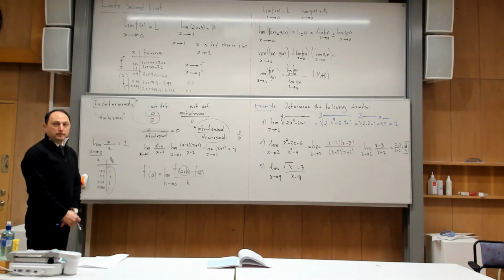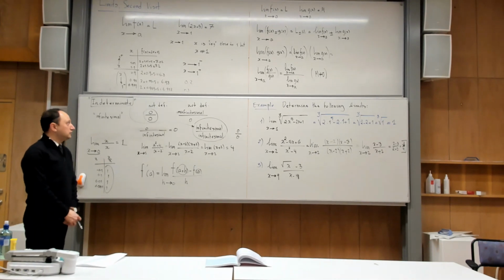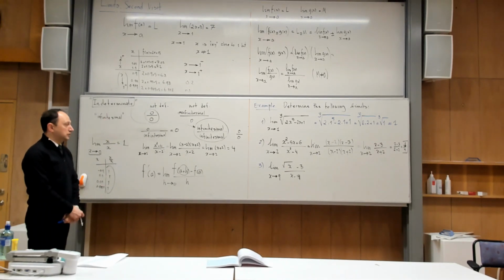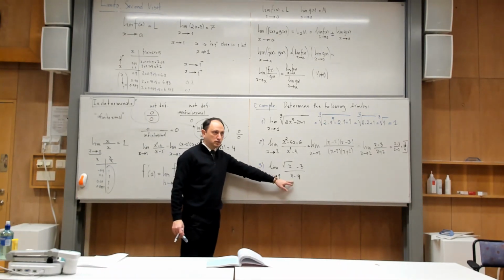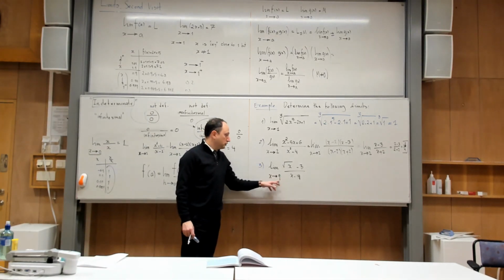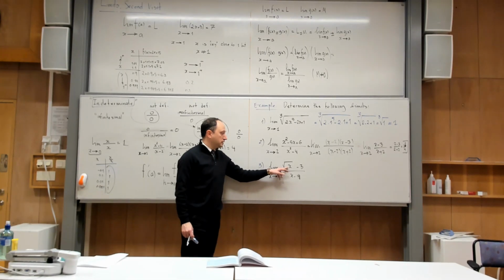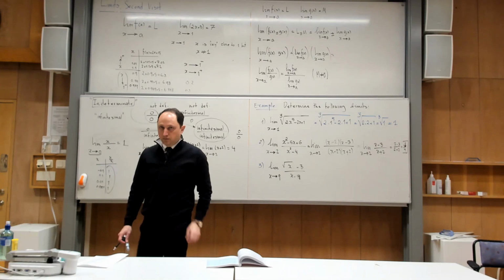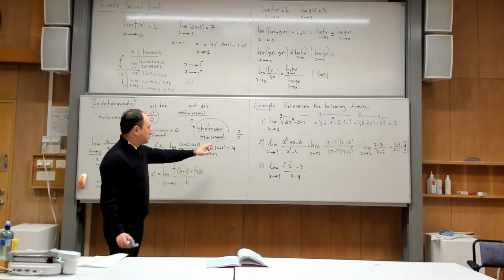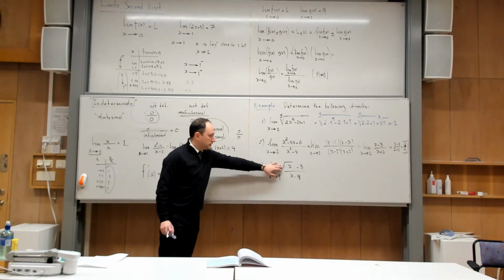So what type of limit is this? Is it of this indeterminate form that we are studying right now? Yes. Because you put 9 in the denominator, it becomes 0. You put 9 in the numerator, square root of 9 is 3, 3 minus 3 is 0. So that is also 0 over 0. But be careful, this is sloppy language. That is infinitesimal divided by infinitesimal.